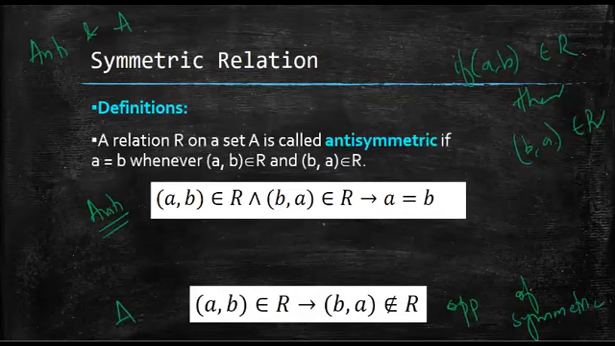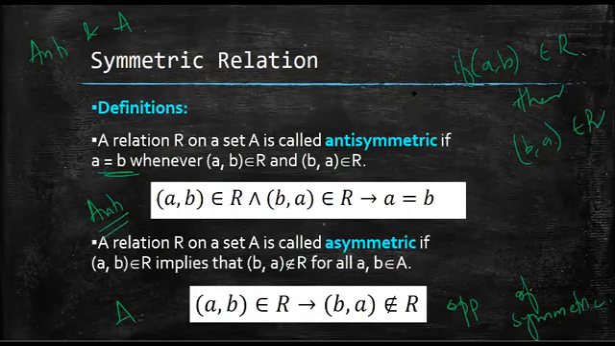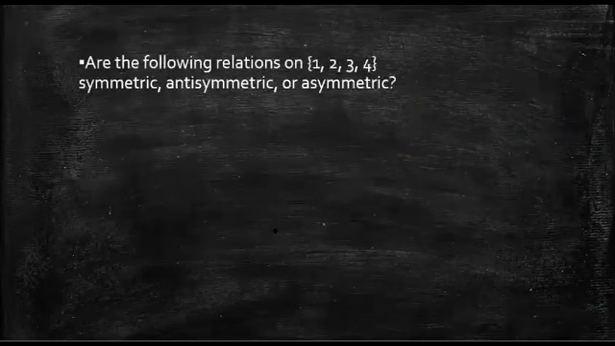Let's see the definition. A relation R on a set A is called antisymmetric if whenever both A comma B and B comma A are there, then A is equal to B. And a relation R on a set A is called asymmetric if A comma B belongs to R and B comma A does not belong to R. Now we have to check: are the following relations symmetric, antisymmetric or asymmetric? Let's see this.